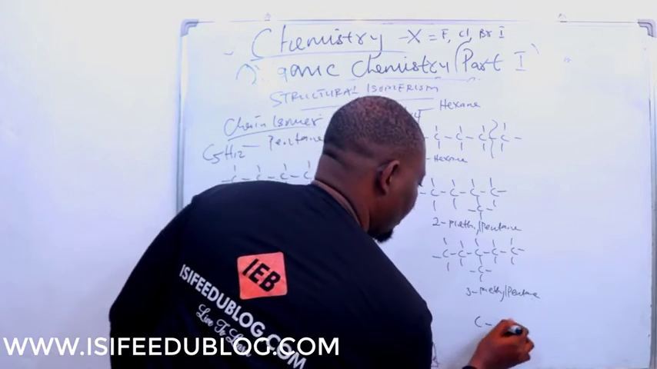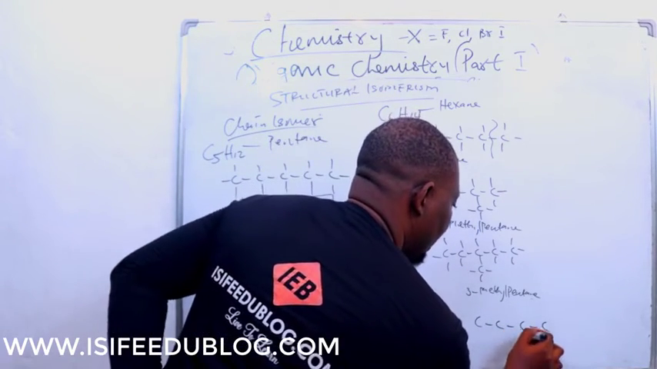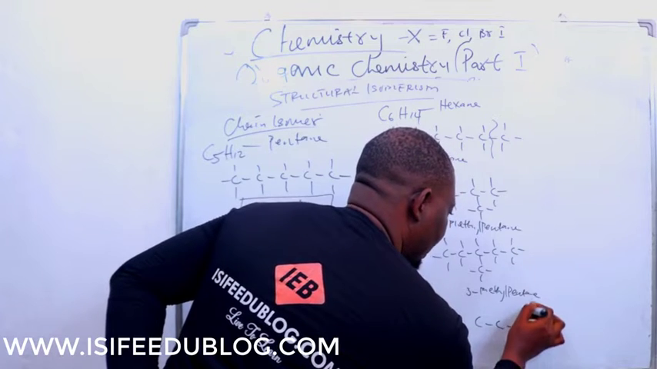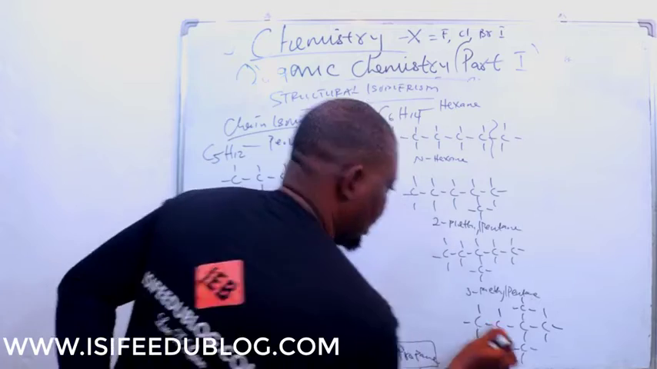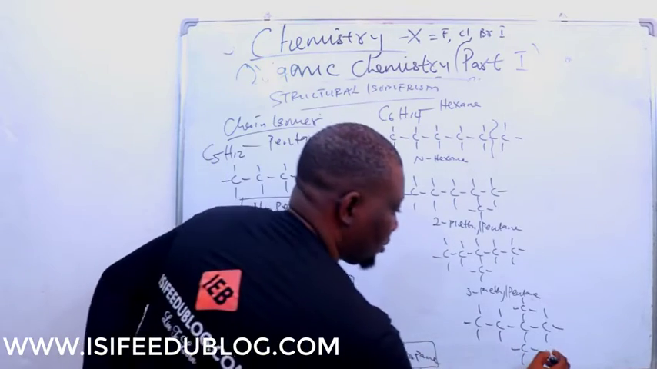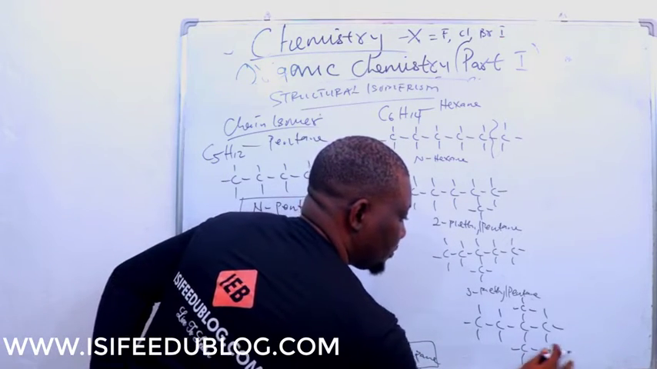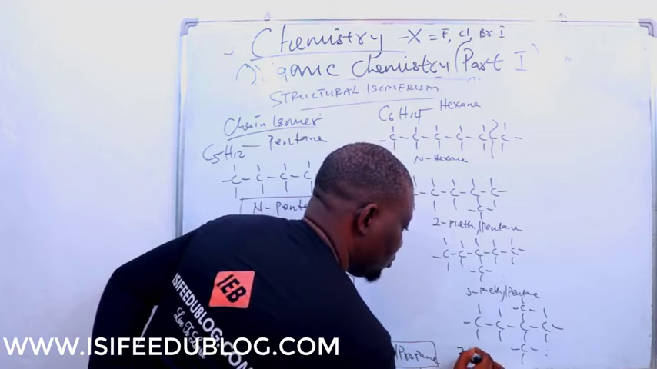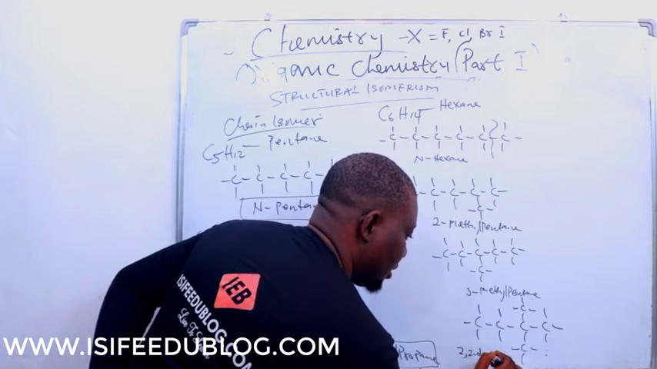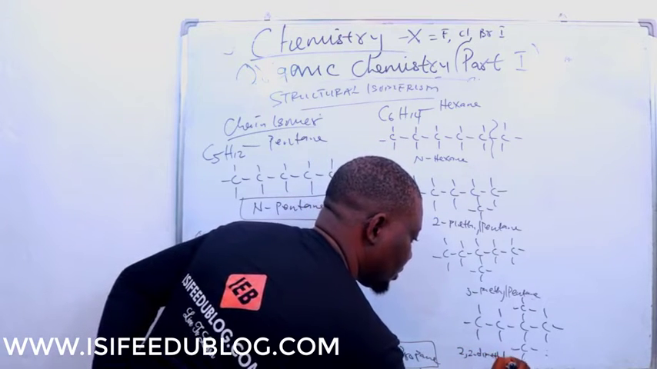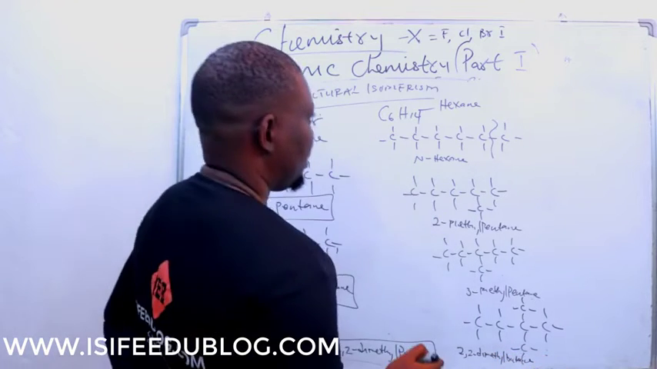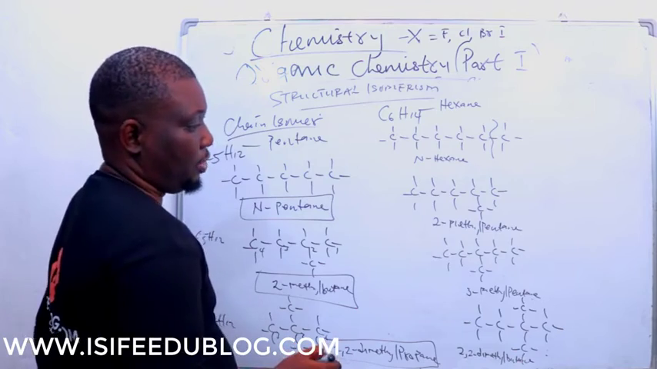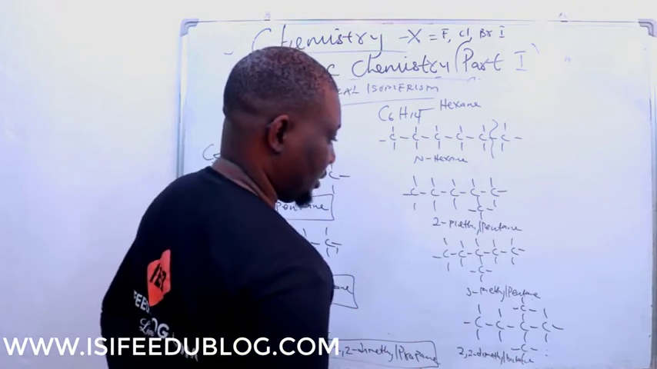I can still cut the chain into 4. I have the 5th one here and the 6th one here. In this case, I have another chain, which is 2,2-dimethylbutane. That's what it is. How many now? 4. I can go on and say changes.